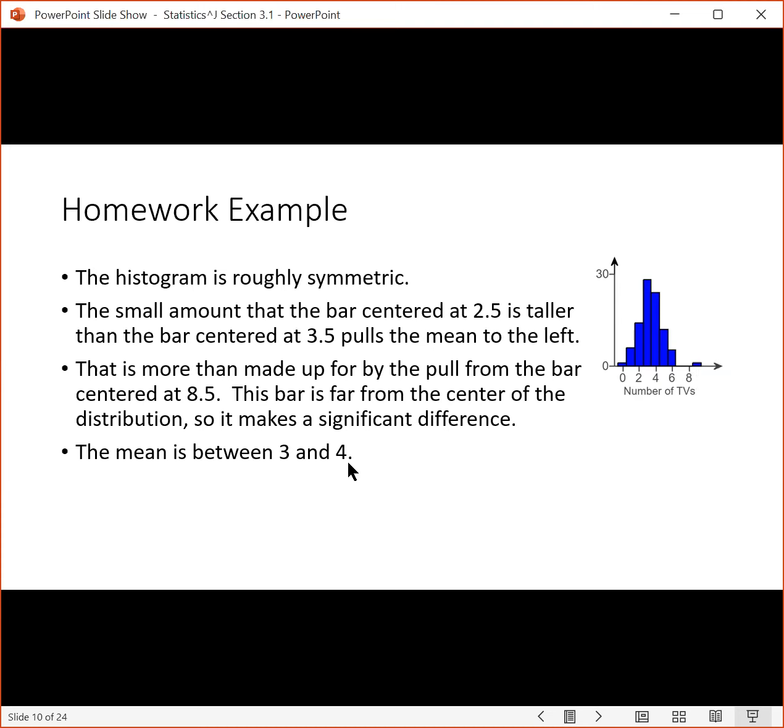and 4. The reason that I ended up using this language is because that's what the homework asks you to do. It says, is the mean between 1 and 2, between 2 and 3, between 3 and 4, or between 4 and 5? And so we don't need to be any more specific than that. It looks like it's between 3 and 4 based upon the analysis that we just did.